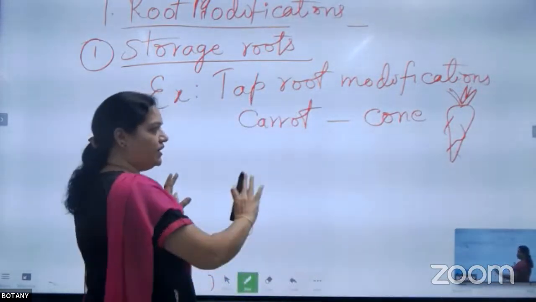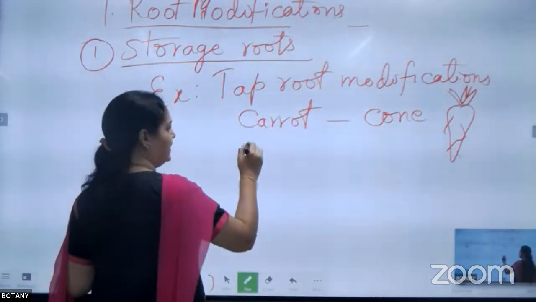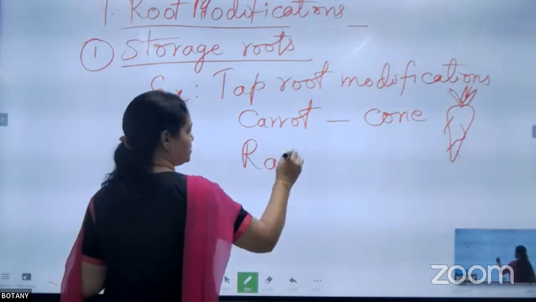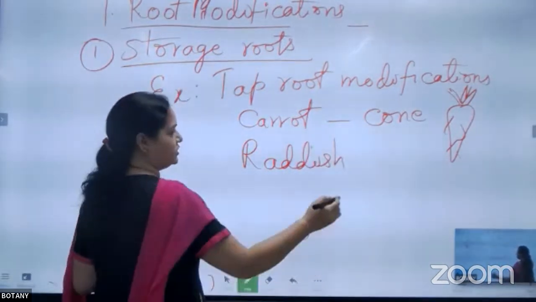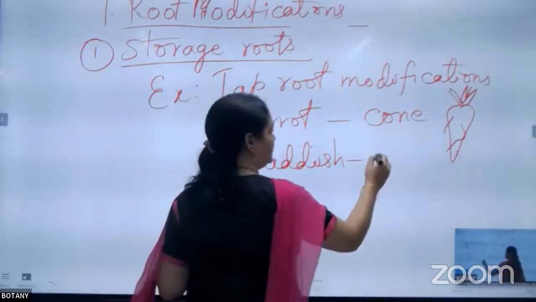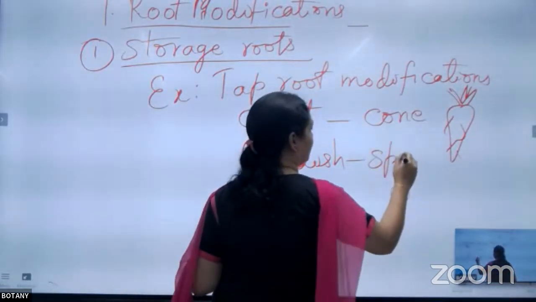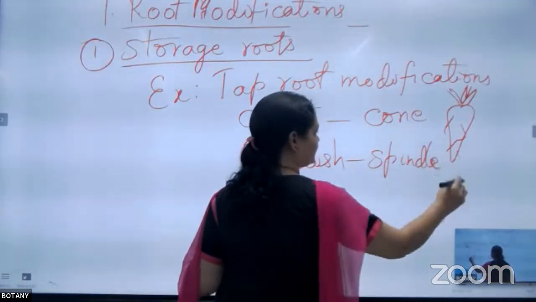Simple diagram. No need to put much effort into drawing this. And the next one is the radish. This is also a taproot modification. In this, the root takes a spindle formation. Spindle shape, what we will say.